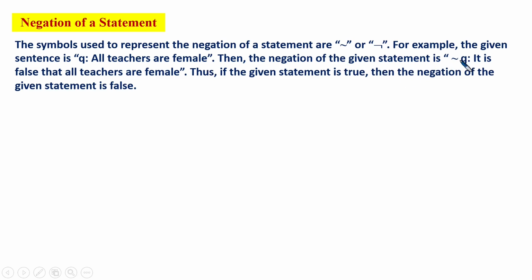So how do you negate it? It is false that all teachers are female. Here it says all teachers are female. Now you negate it by saying it is false that all teachers are female. Thus, if the given statement is true, then the negation of the given statement is false. So if this statement is true, like here all teachers are female, then the negated statement will be false because it is negating this statement Q. Okay, that's why it is written not Q. So this symbol you have to add before this.